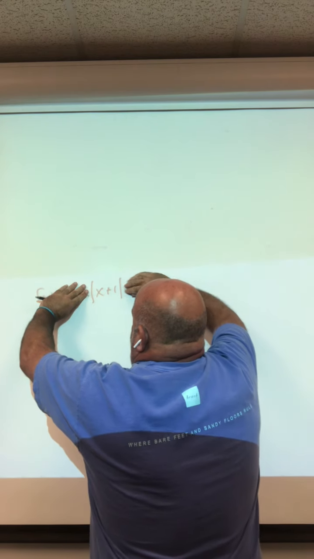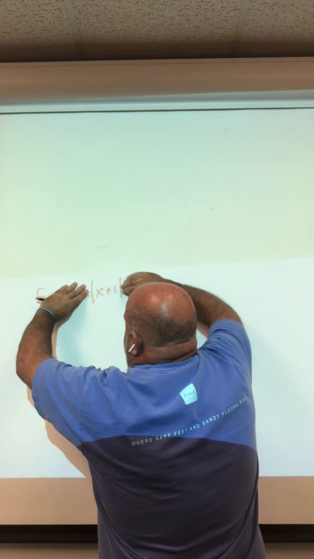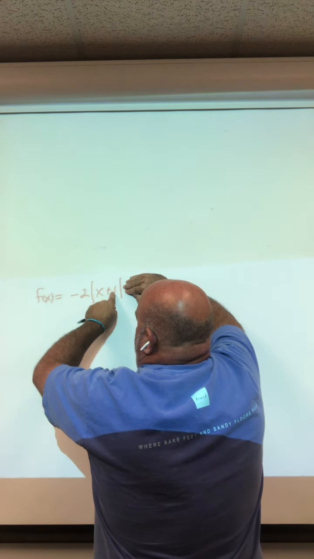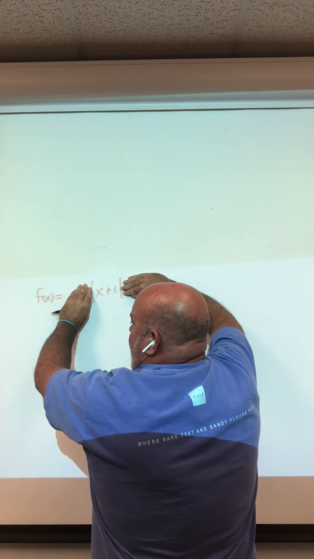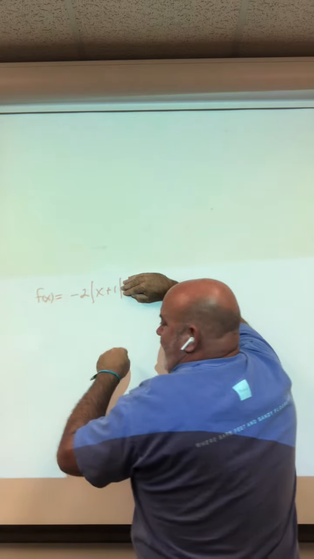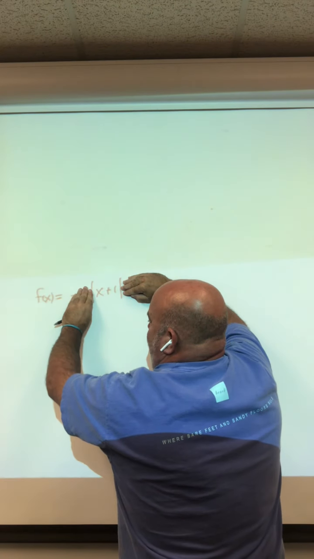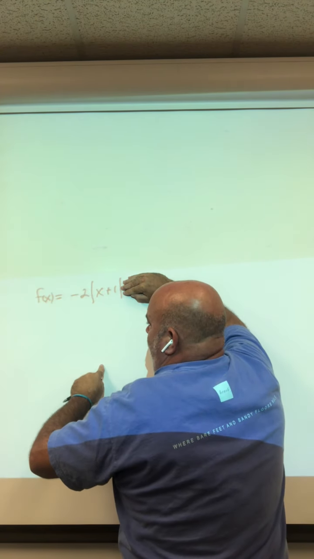All right, so let's see. If this were just the x, it would be 0. So this is x plus 1. So what does that mean? 1 to the left. So your vertex now is not going to be at 0, 0. It's going to be at negative 1, to the left 1.